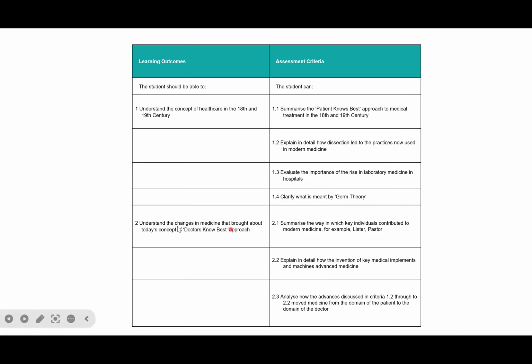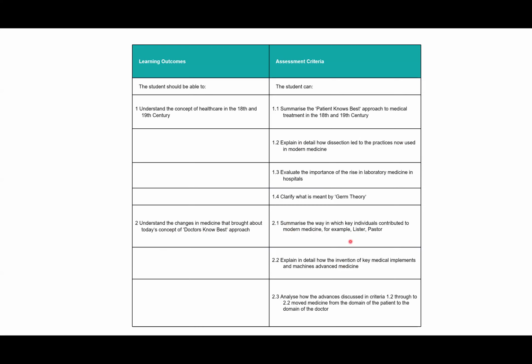The second learning outcome is to understand the changes in medicine that brought about today's concept of the doctor knows best approach. So the first is the patient knows best, and the doctor knows best approach is the second approach that we'll talk about. That is your second learning outcome, which will be covered tomorrow.